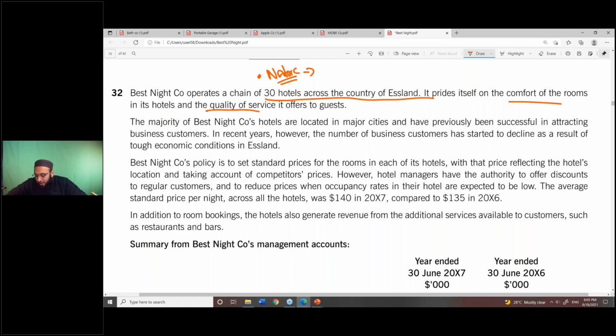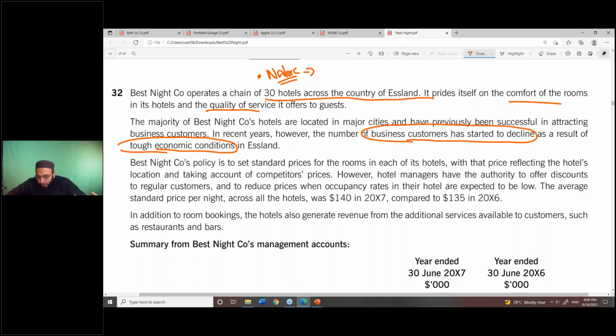The majority of the Best Night company hotels are located in major cities and have previously been successful in attracting big customers. In recent years, however, the number of business customers has started to decline. Now that's a difficult thing. That's a worrying thing. As a result of tough economic conditions. So now every piece of information which is giving you the idea that things are going bad, and the reason for that is economic downturn, you should highlight all those things.